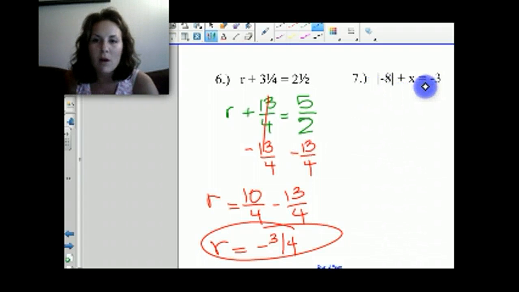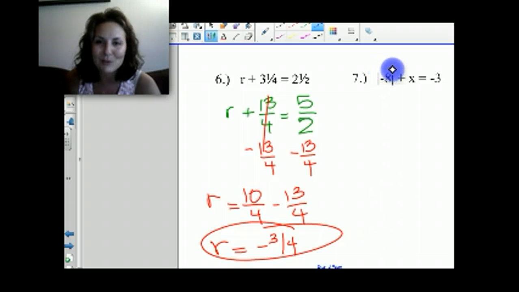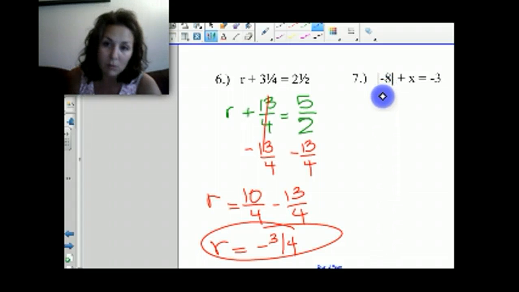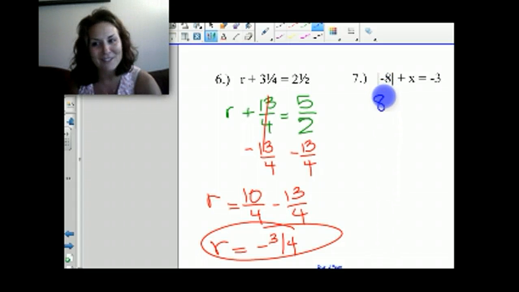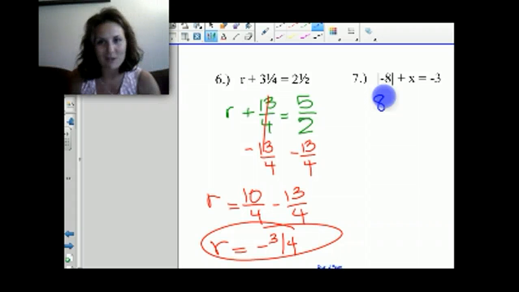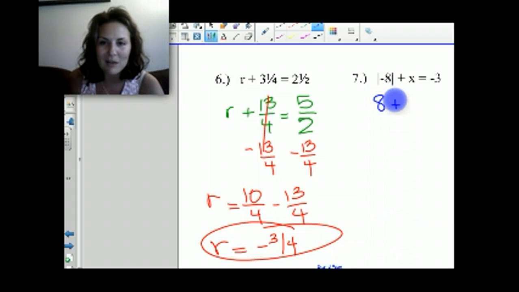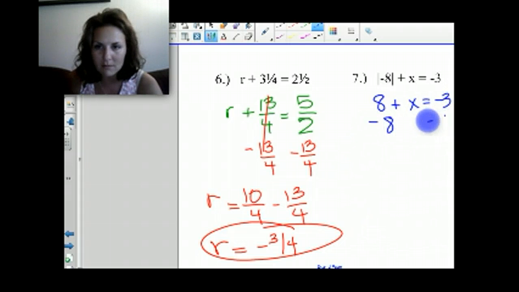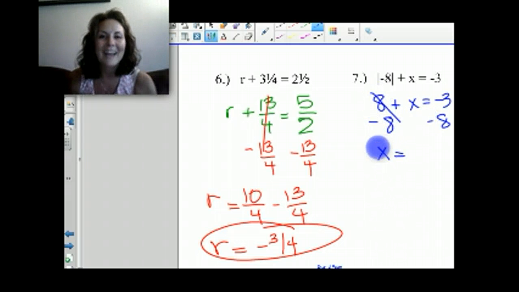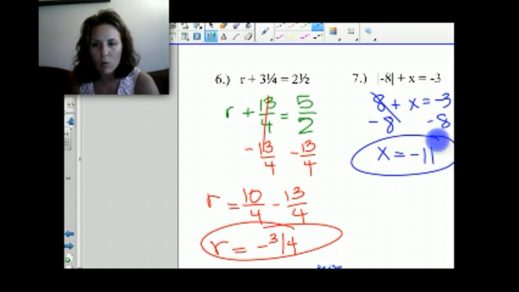Alright, this one we've got to do some simplifying. Do you remember what this means? Absolute value. How far away is negative 8 from 0? Well, Miss Walker, it's 8 units from 0. I know you're talking to the videos when you watch them. So this becomes 8 plus x equals negative 3. Now subtract 8 from both sides. 8 minus 8 cancels. X equals negative 3 minus 8 is negative 11.